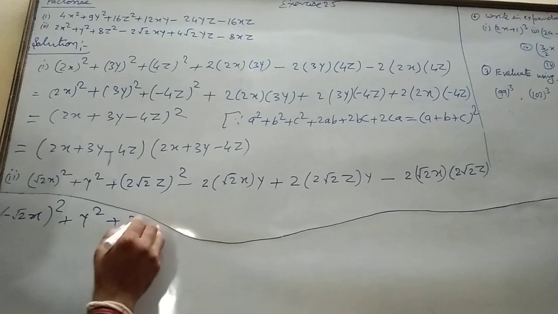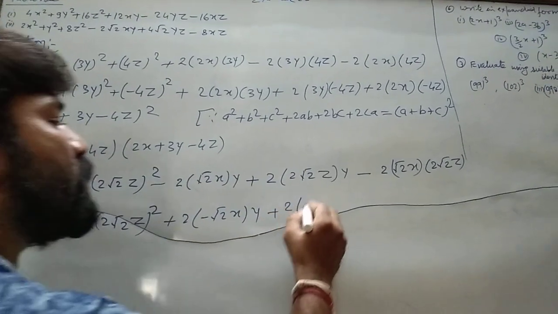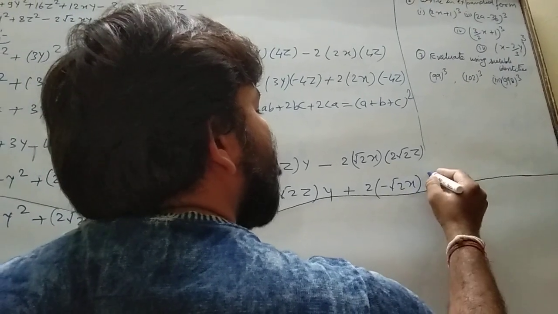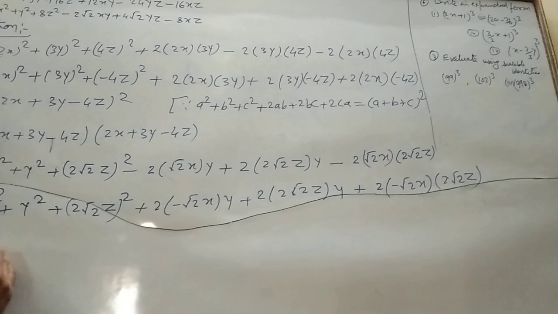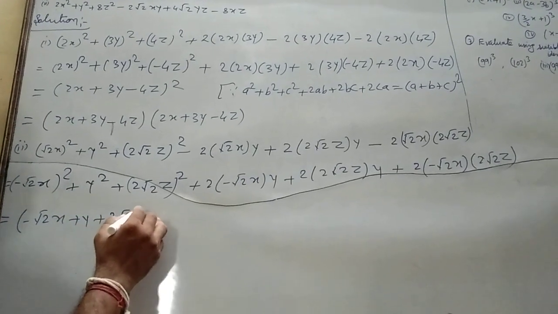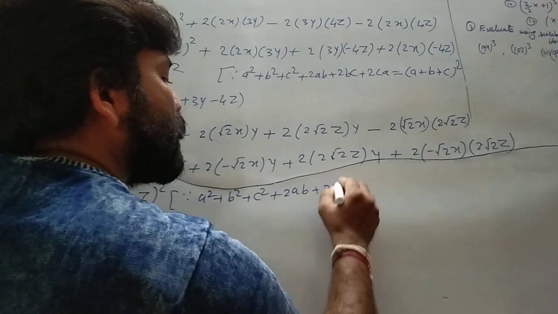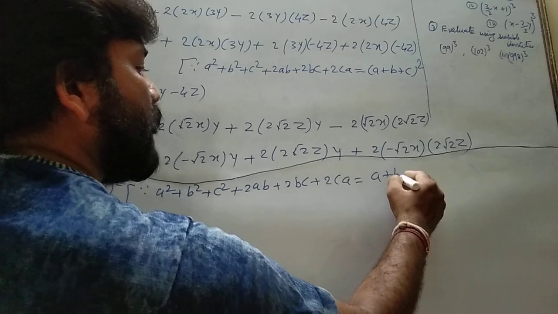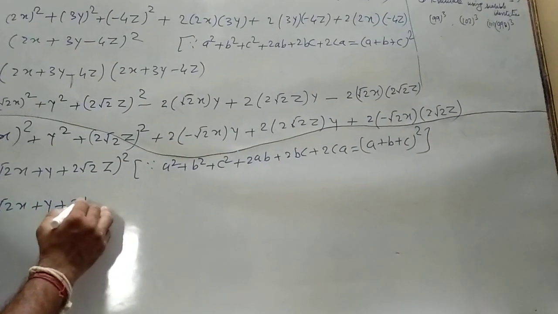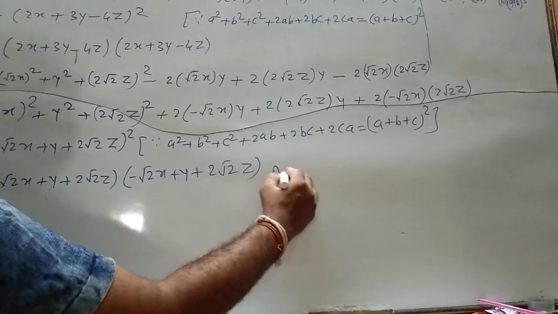After this, y square, (2 root 2 z) whole square, plus 2 times minus root 2 x y, plus 2 times 2 root 2 z into y, and plus 2 times minus root 2 x and 2 root 2 z, and then using the identity, we will get (minus root 2 x plus y plus 2 root 2 z) whole square, since a square, b square, c square, 2ab plus 2bc plus 2ca is equal to (a plus b plus c) whole square, and this can be written as (minus root 2 x plus y plus 2 root 2 z) into (minus root 2 x plus y plus 2 root 2 z). This is your answer.